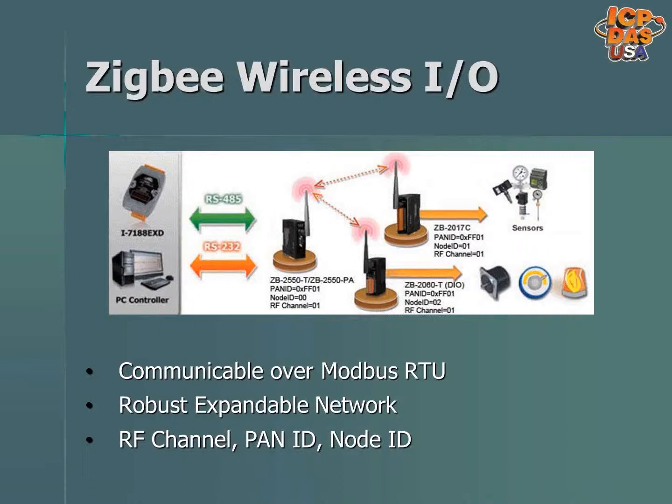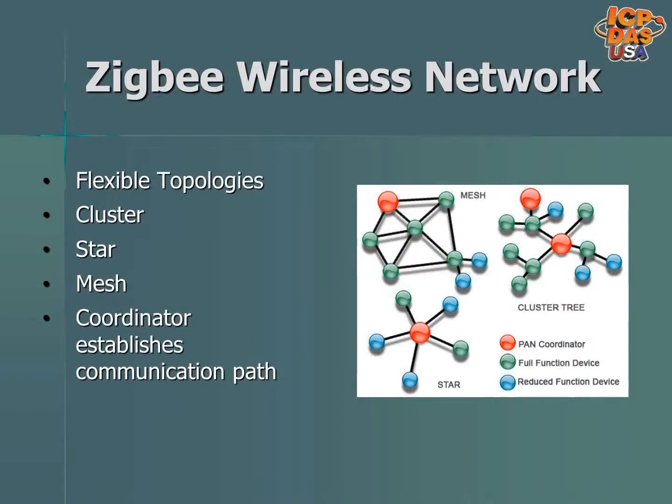Zigbee wireless devices are ideal for applications where wiring is inconvenient. They are used for applications like building, factory, and machine automation. Each Zigbee network has one RF channel and one PAN ID, and each individual node has a unique node ID. Zigbee supports many flexible topologies like cluster, where nodes are arranged around the host converter in little bunches, mesh, where the host coordinator is at one end, or star, where the host coordinator is in the middle. We provide Zigbee Alliance-based products that work with other vendors' Zigbee Alliance-based products.